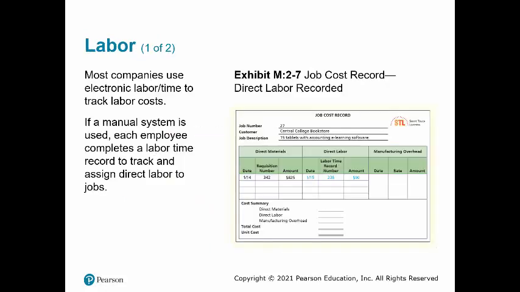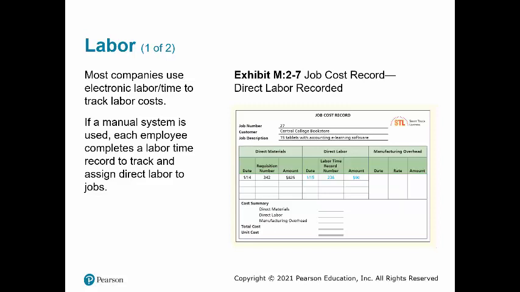Labor is usually going to be recorded in most companies using some type of an electronic system where the employees will either use an ID card or an ID number to enter when they come to work and when they leave, and that information will automatically track to the individual jobs. However, if they use a manual system, then each employee will just keep a labor time record for themselves and show on there the amount of time that they spent on each individual job.